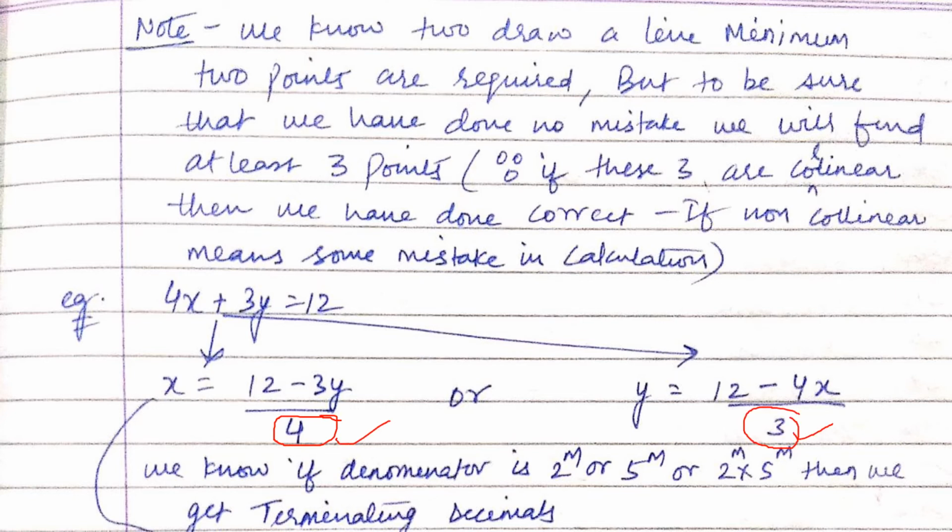What do you think? Which denominator is better, or which will give you favorable results or easy results? Obviously 4. Why? Don't you remember? Let's see again. In chapter 1 we know if the denominator is 2 power m or 5 power m, suppose it is 2 power 1, 2 power 2, 2 power 3 or 5 power 1, 2, 3, whatever it is, or a multiple of 2 or a multiple of 5 or both, then that number will always give you a terminating decimal. It will never ever give you non-terminating decimals. So it is always better for us.